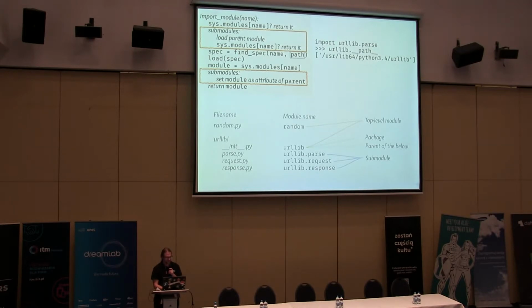And if that has a side effect of loading the actual submodule, then it's just returned here. And after everything is done, the submodule gets assigned to an attribute of its parent. So this gives you urllib.request. If you have the urllib variable, you can use urllib.request.